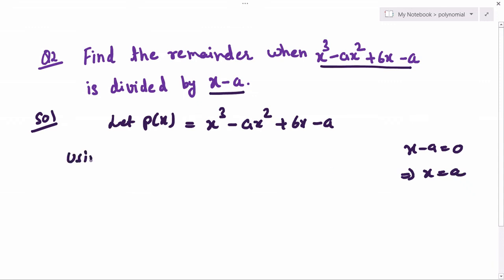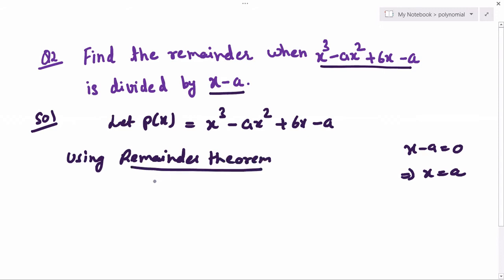Now using remainder theorem, you always have to mention using remainder theorem, because you are using the concept of remainder theorem, so you have to mention it here. So how are you getting the remainder? Using remainder theorem, the remainder would be p of, now in place of x, what do you have to write? This a, p of a.